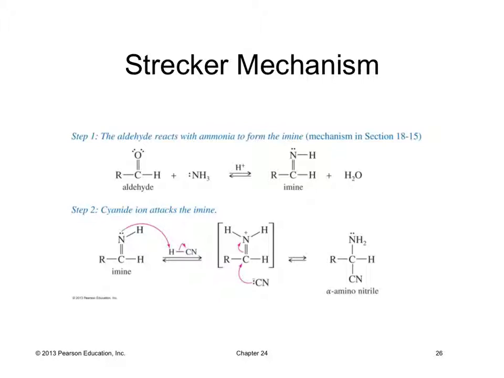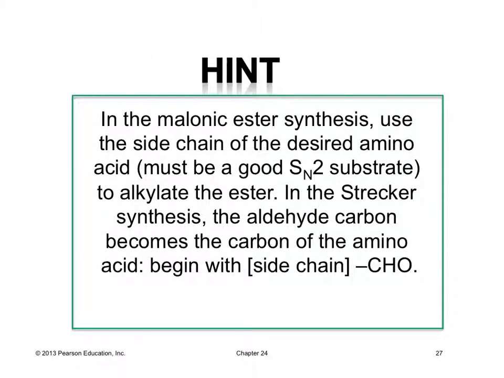The Strecker mechanism: the first step is protonation with the H+, then nucleophilic attack, forming the imine, of which you can get the mechanism from previous chapter 18. Then it protonates again, and the CN attacks, quenching the positive charge, forming the alpha aminonitrile. This can be hydrolyzed, which we've talked about previously in chapter 18. Important thing to note is that in malonic ester synthesis, you use the side chain of the desired amino acid.